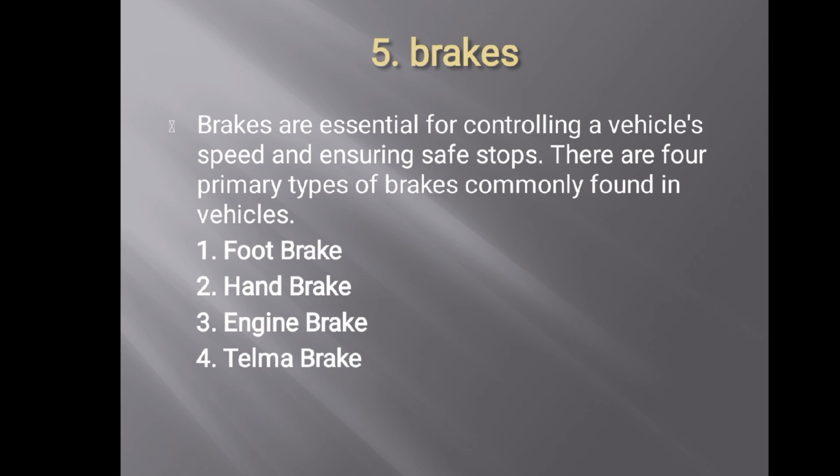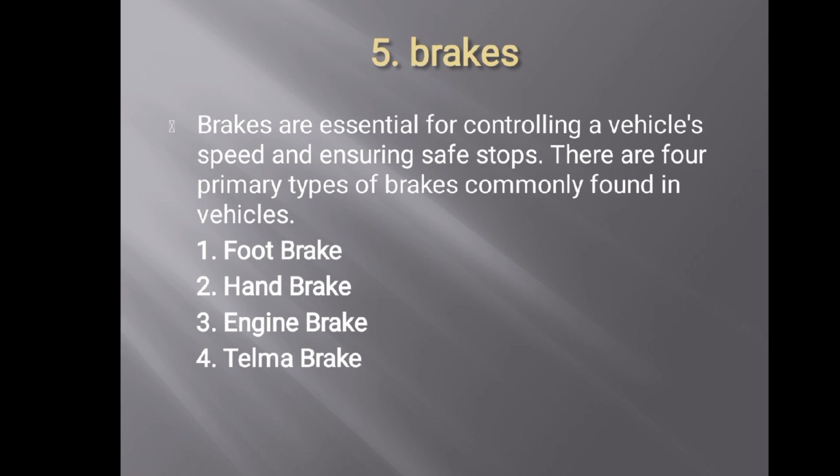So the last vehicle control device that we are going to see in this chapter is the brake. As you already know, brakes are essential for controlling a vehicle's speed and ensuring safe stops. And there are four primary types of brakes commonly found in vehicles. These are foot brake, hand brake, engine brake, and Telma brake. And brakes may be operated by oil, air and oil together, or by only air, or we can say pneumatically. We will see all about it later in this chapter.